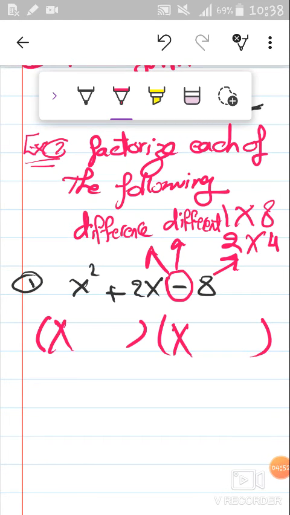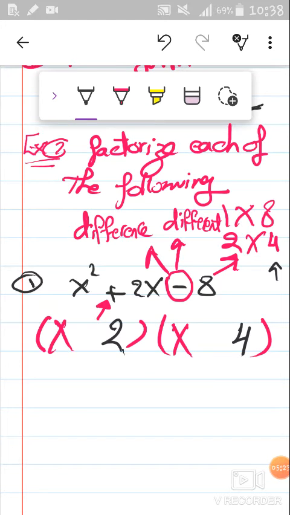What does it mean, different? Different means the two brackets have different signs: one of them is positive and the other is negative. So how can I determine that? By looking at the middle term, it is positive. So I need the difference between 2 and 4, which is 2. The difference between them is 2. So they are the two suitable factors, 2 and 4.